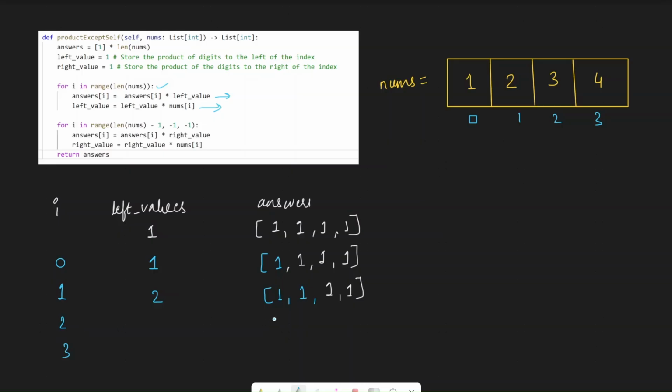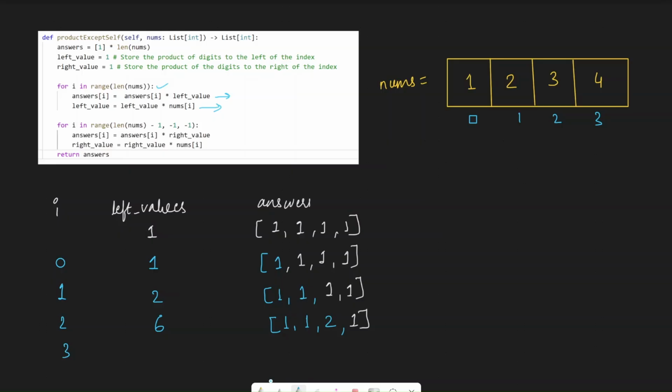Then for the next iteration, we are going to have this 1 and 1. Now we are at this index, so we multiply answers of I, which is this 1, multiplied by the left value, which is 2. 1 multiplied by 2 is 2. So we have 2 here and the rest of the answers remain same. Then we have to update left value. So left value is the current left value multiplied by digit at index 2, which is 3. So 3 multiplied by 2 is 6. It's 6. Then again, we enter the loop for the third iteration.